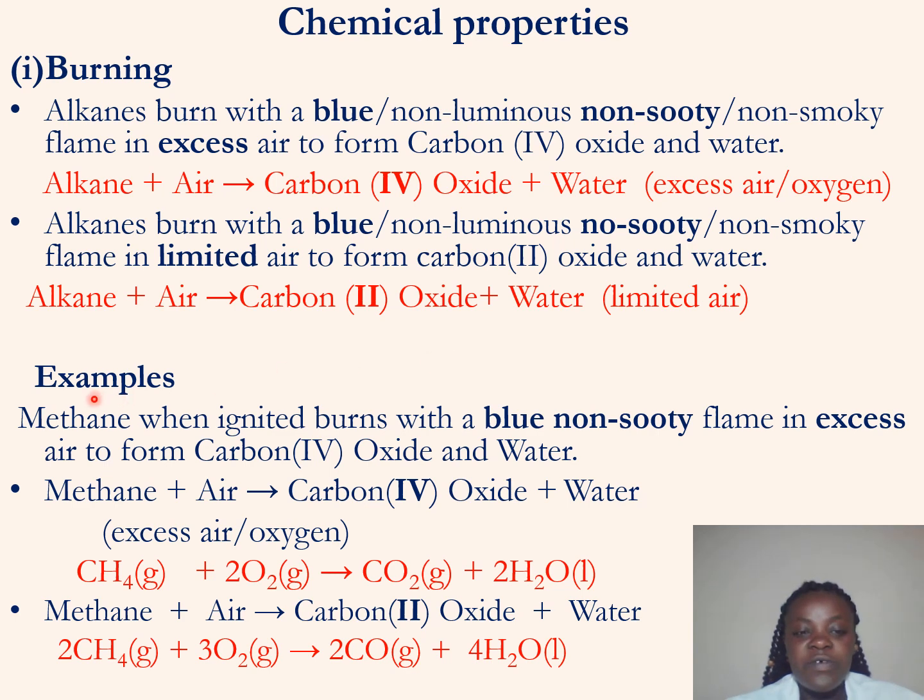For example, methane burns in excess air with a non-sooty, non-luminous flame to give us carbon dioxide. That is if the supply of oxygen was enough, or in excess. So this is the chemical reaction: CH4 plus 2 O2 forms carbon dioxide and water. Then if the air is limited, we are going to have carbon monoxide and water.